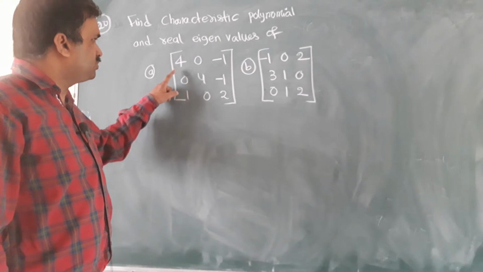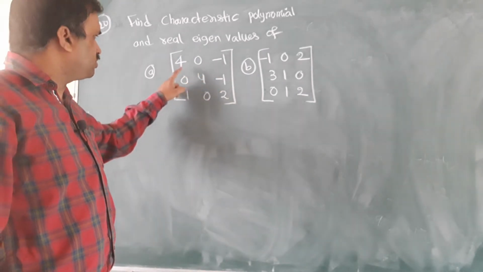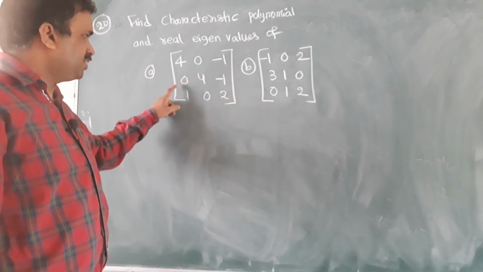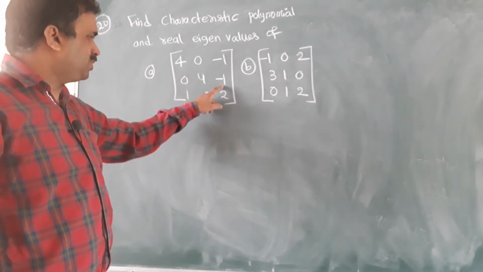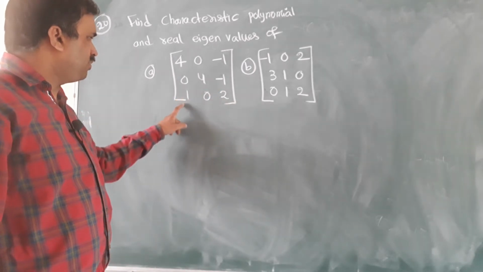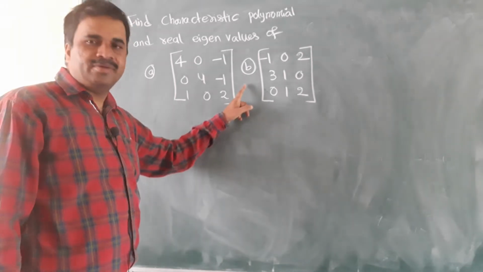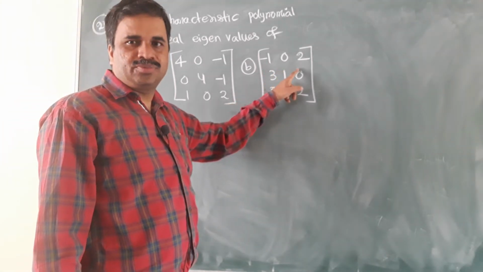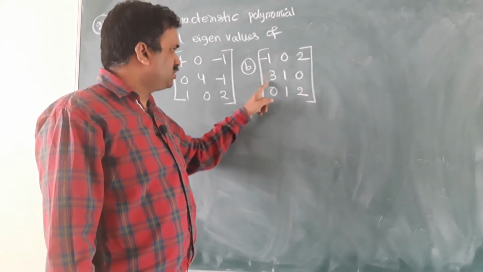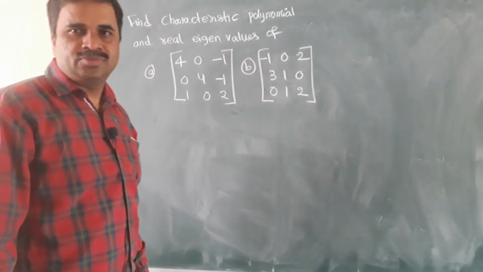A equal to: first row is 4 0 minus 1. Second row 0 4 minus 1, 1 0 2. Third row 1 0 2, and one more row is there, 3 1 0 0 1 2.